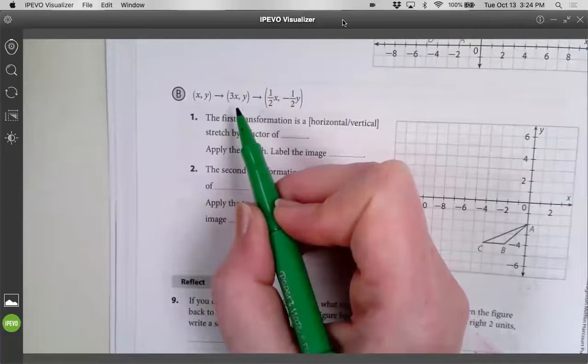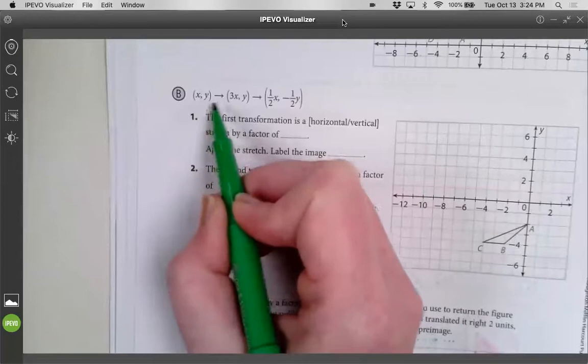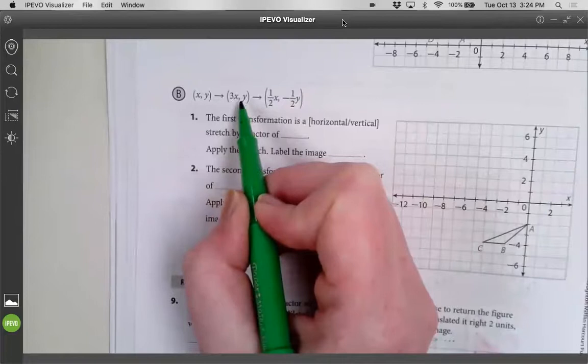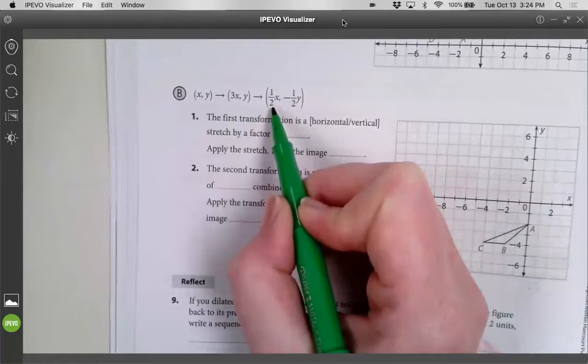So what this tells us is we start with our original points one by one, and then we change the X's by a factor of 3. And we leave the Y's alone. Then after that, we're going to multiply by 1/2 on our X's and by negative 1/2 on our Y's.